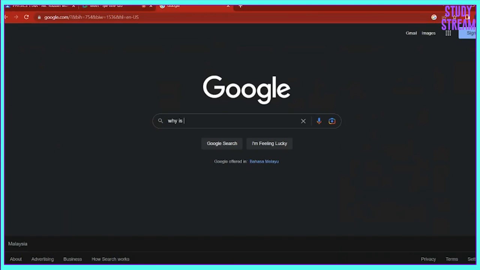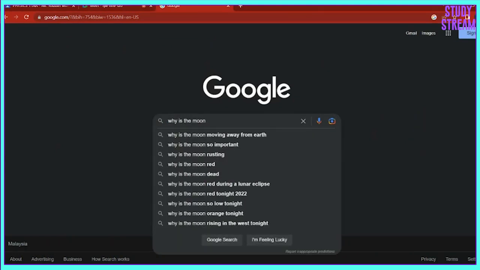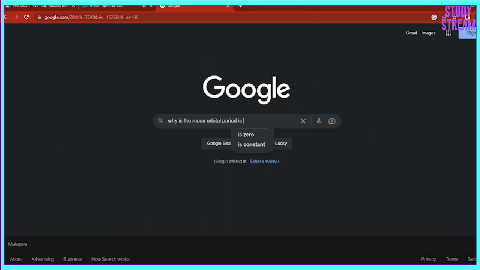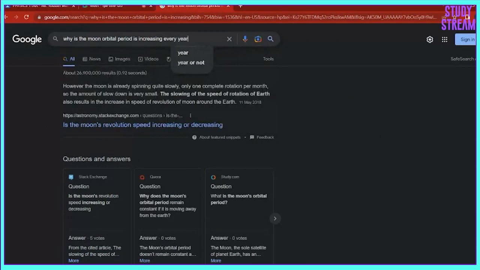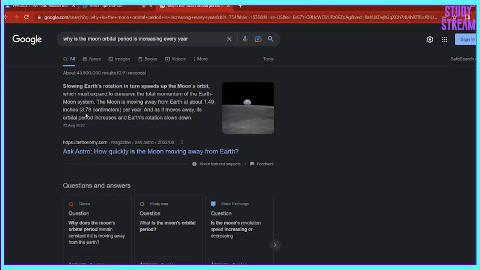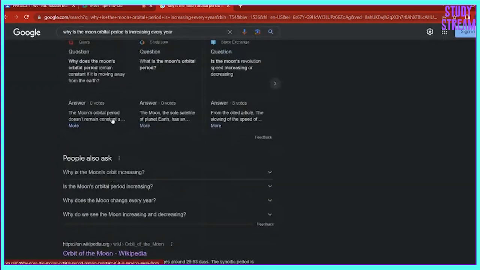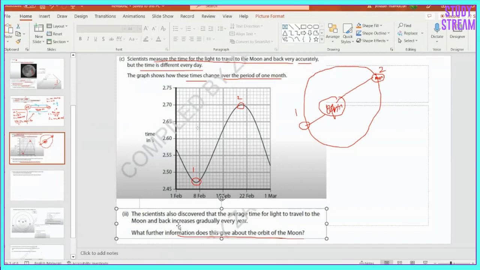Why is the moon's orbital period increasing every year? I should have said every year. It says it's constant, which makes more sense, but I am not sure about this part. Further information.